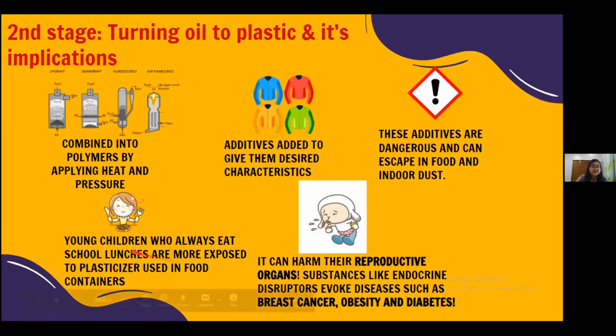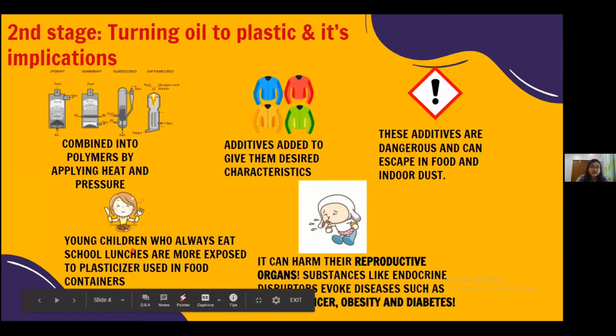Moving on, the second stage is turning oil into plastic, and I'll also be mentioning its implications. As you can see in this picture, these small molecules are refined or combined into polymers by applying heat and pressure. And then a lot of additives are added to give them their desired products. For instance, brominated and fluorinated compounds are used to impregnate waterproof jackets. Unfortunately, these additives are extremely dangerous and harmful to our health and can escape in food and indoor dust.